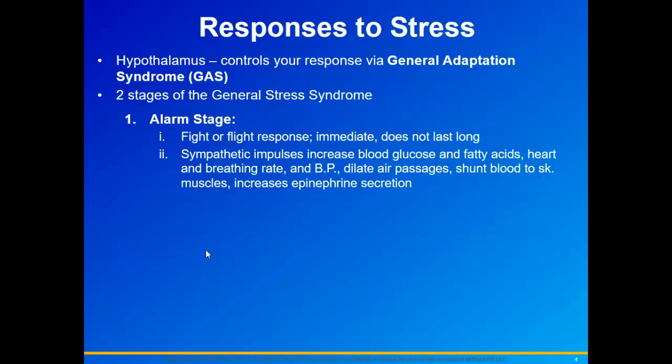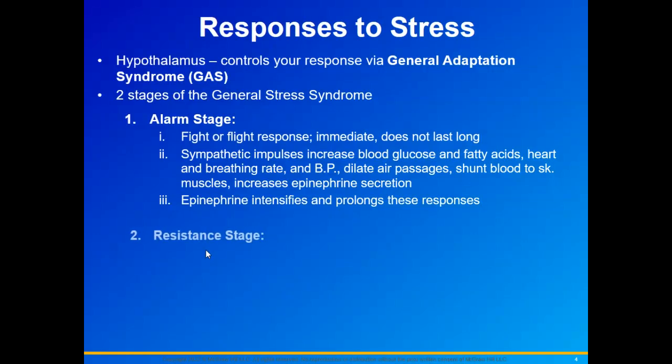Where is epinephrine released? Very good, the adrenal medulla, along with norepinephrine. So in this response, epinephrine is going to intensify and prolong each one of these responses. Now, hopefully, you're going to be able to get yourself calmed down and get through the situation, and then the alarm stage is going to be over.